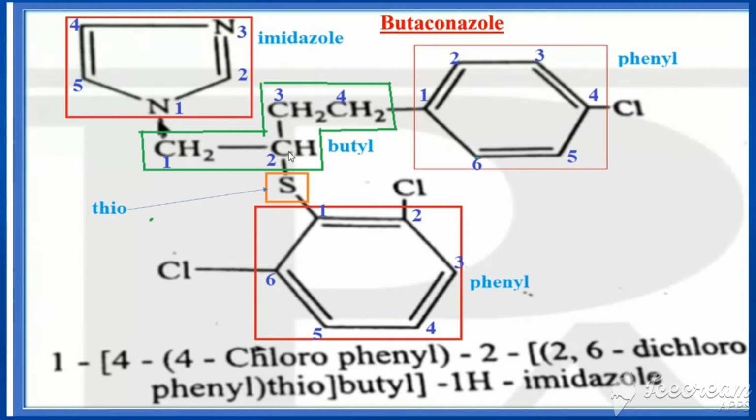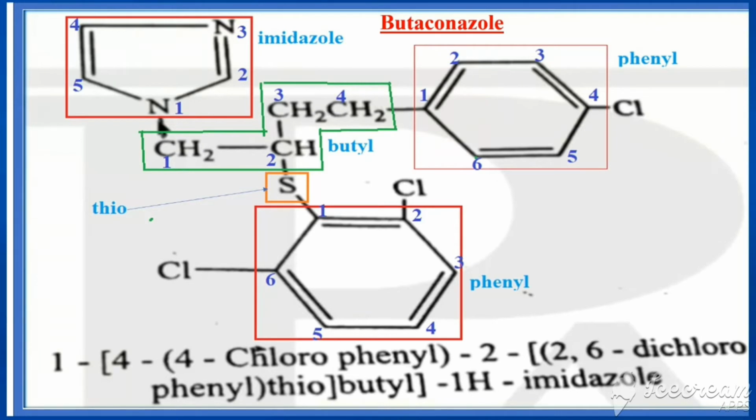The second carbon of butyl is connected with a 2,6-dichlorophenyl, whereas for iconazole we have seen 2,4-dichloro, and that is connected with the second carbon by means of one sulfur. Here the sulfur, that is the thio group, is extra, and the fourth carbon is connected with the 4-chlorophenyl, the same as in iconazole.